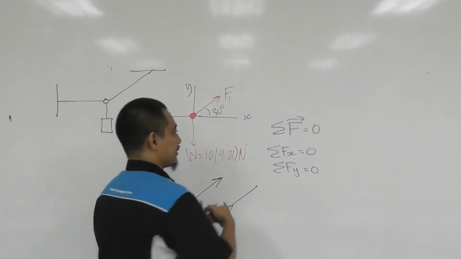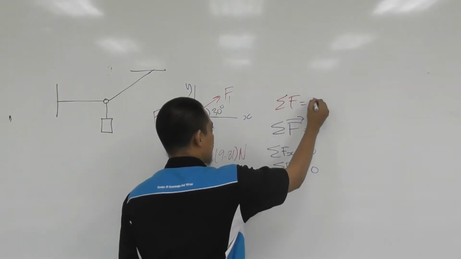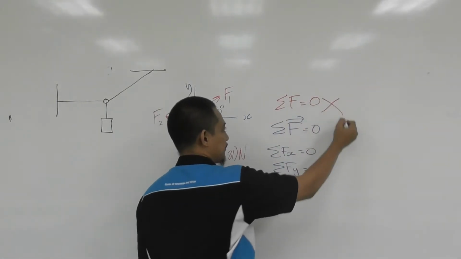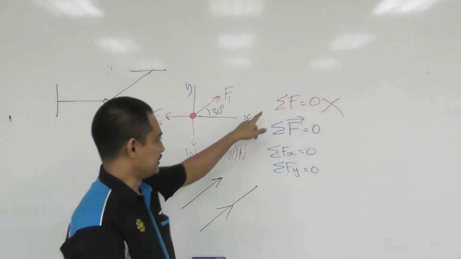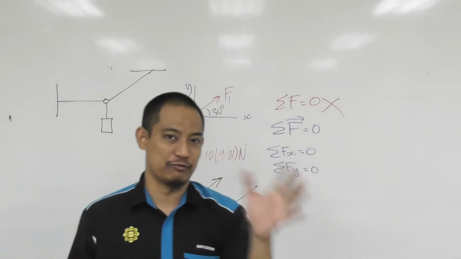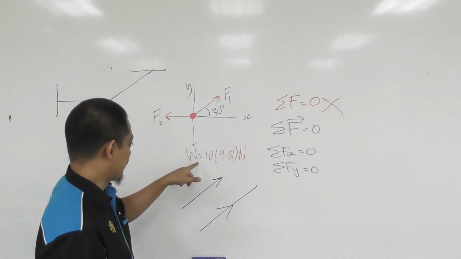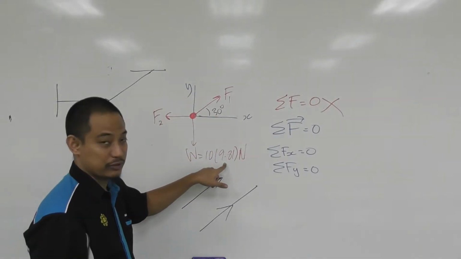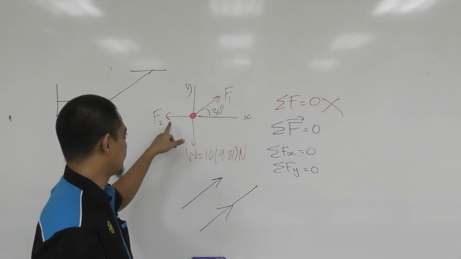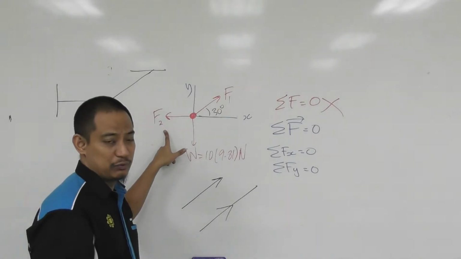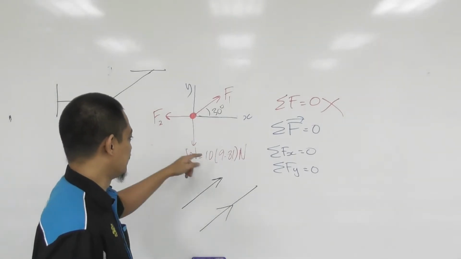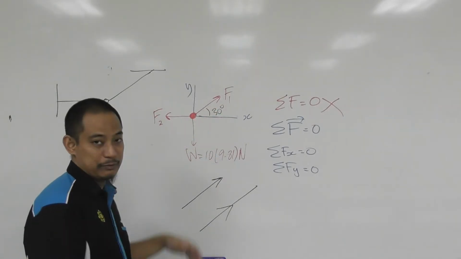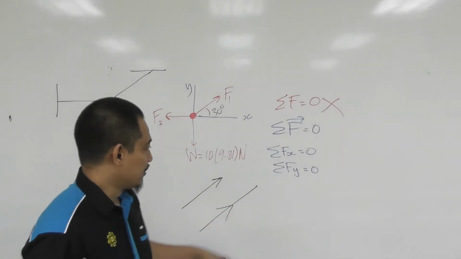Now if you write something like this, then I will give you this. Why? You should know why by now, right? Because this is wrong. If you add all of the forces in magnitude, right? If you have the 10 times 9.81 and whatever value here and whatever value here, if you add them, it will not be 0. It will be some value there, mostly positive, right? Because a number plus a number plus a number will be another number. It will not be 0.